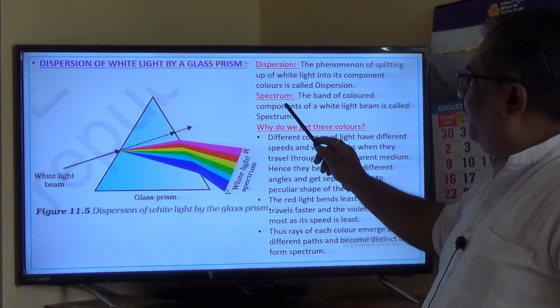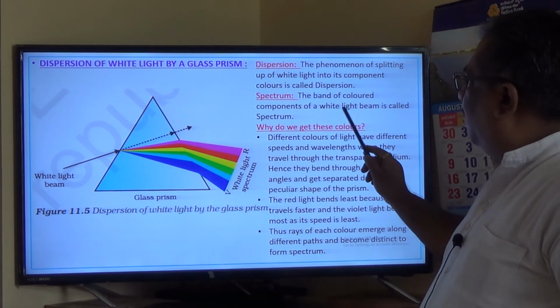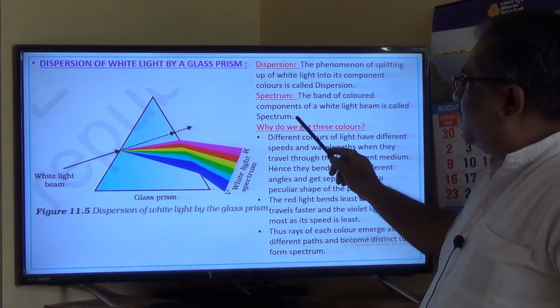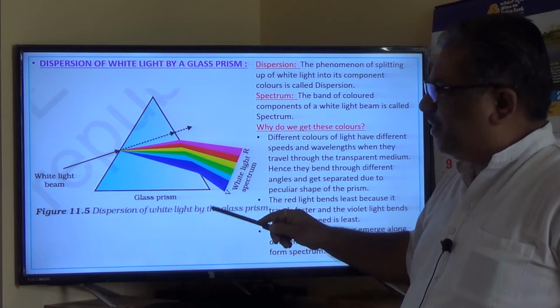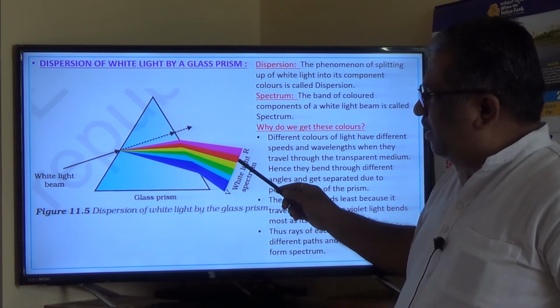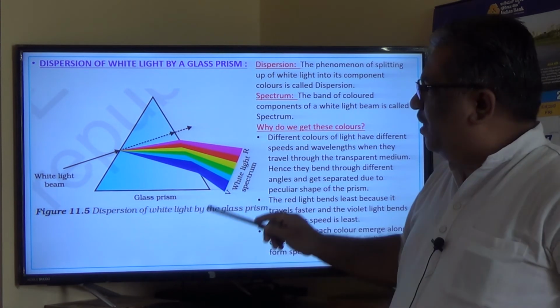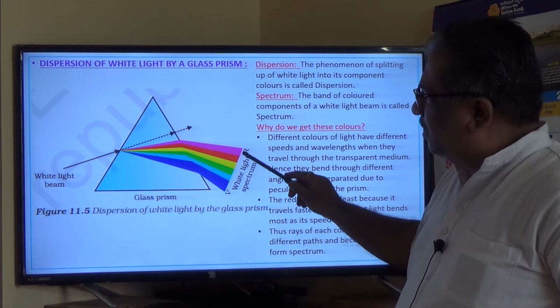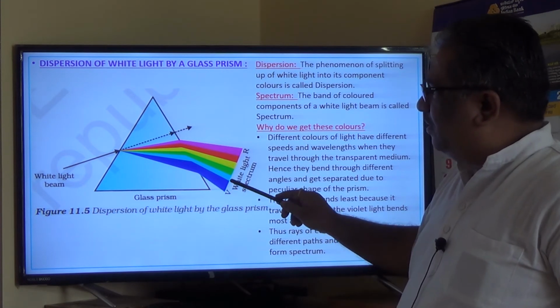Next, spectrum. The band of colored components of a white light beam is called the spectrum. Spectrum refers to a band of different colors, the band of component colors of a white light.